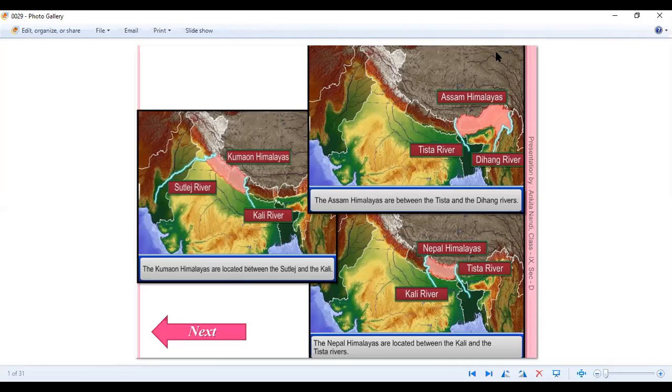And finally, we have Arunachal Himalayas or Assam Himalayas. The older name is Assam Himalayas. This Himalayan range is between River Tista and River Dihang. This part of Himalaya spreads over Sikkim, Arunachal Pradesh, and Assam. The highest peak in this section is Namcha Barwa. Okay.